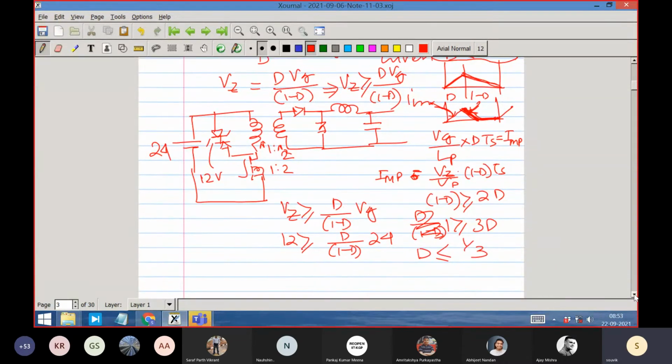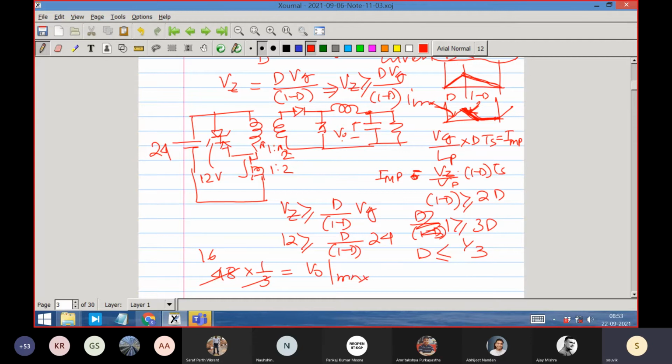That is the constraint you have to follow, which essentially means I cannot operate this switch beyond 1/3 duty ratio. And the maximum voltage that I can get here is, because it is 1:2, this voltage is 48 into 1 by 3. That is the maximum voltage, V naught max. This is 16. In this converter, I cannot get more than 16 volt here. This is V naught. Do you understand what I did?